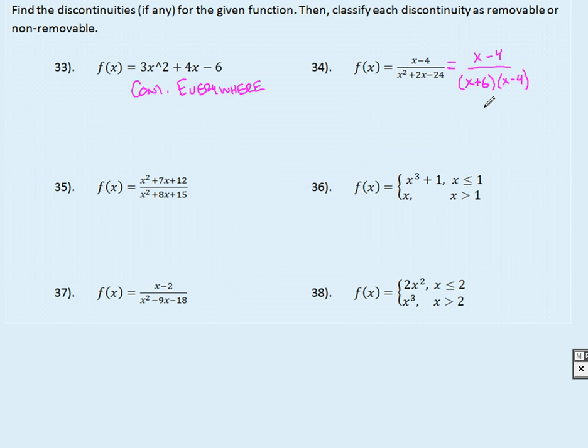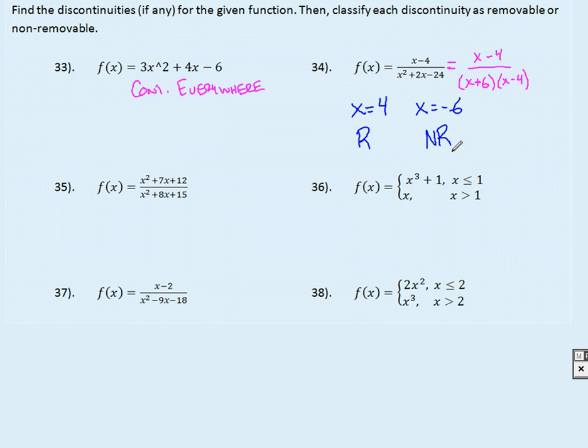Now, what we want to look at, when does my bottom equal 0? That's when x equals +4 and x equals -6. The x equals 4 canceled out. That meant this was a removable discontinuity. The x plus 6 did not. That made it a non-removable discontinuity there.